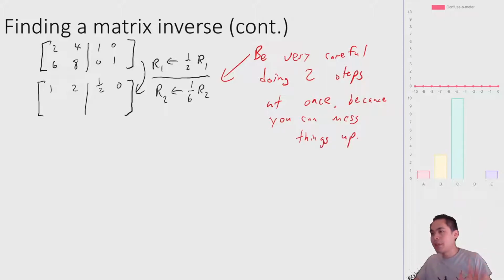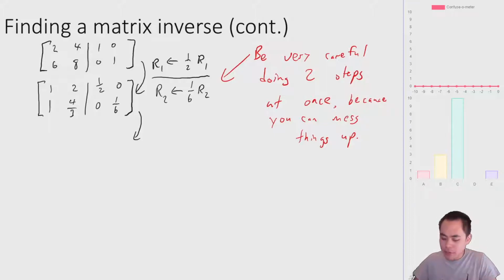So basically, you need to make sure that if you're doing two steps at once, it would be the same thing as doing each step individually. But let's go ahead and do that. And so this is 1. This is going to be 4/3, 0, 1/6. Okay, so now that we have this, let's subtract rows.